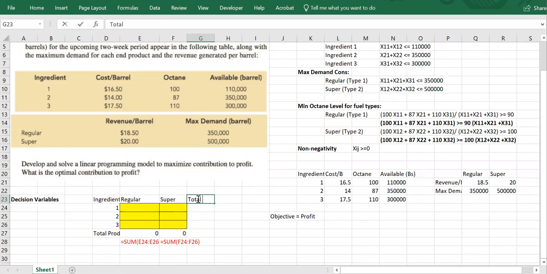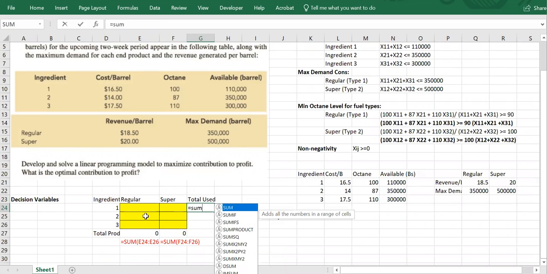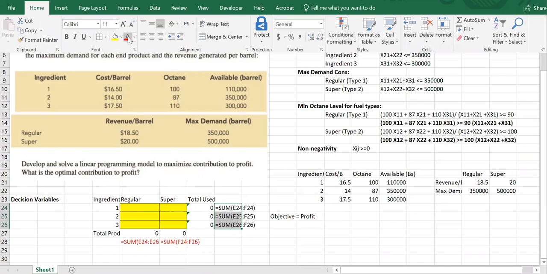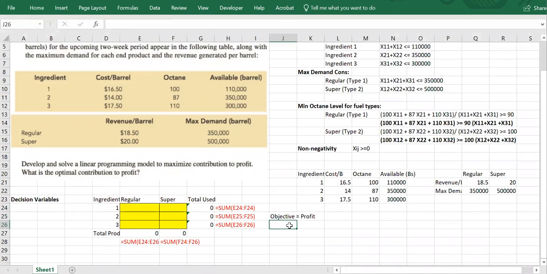Here is the total ingredients used, basically. Total used. It would be the sum of these 2: total amount of ingredient 1 used for production, total amount of ingredient 2 and ingredient 3. And the formula will be simply the sum of these corresponding 2 cells, all right? So that would make it easier for me to write down the objective function.